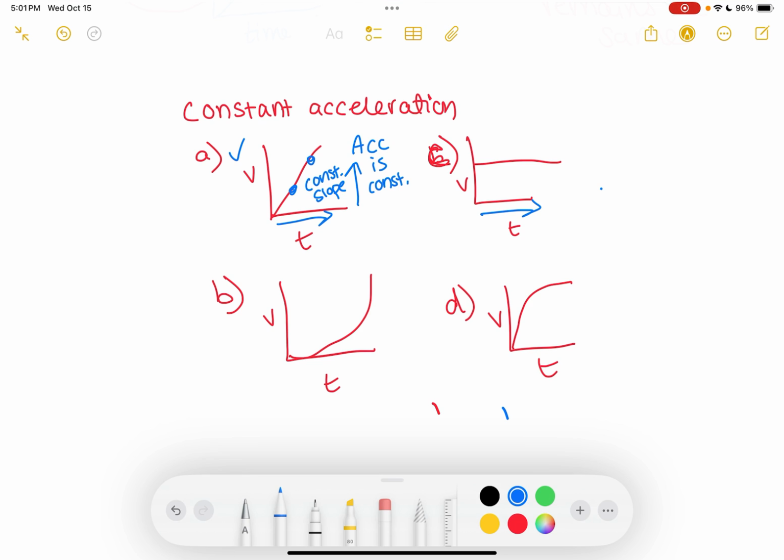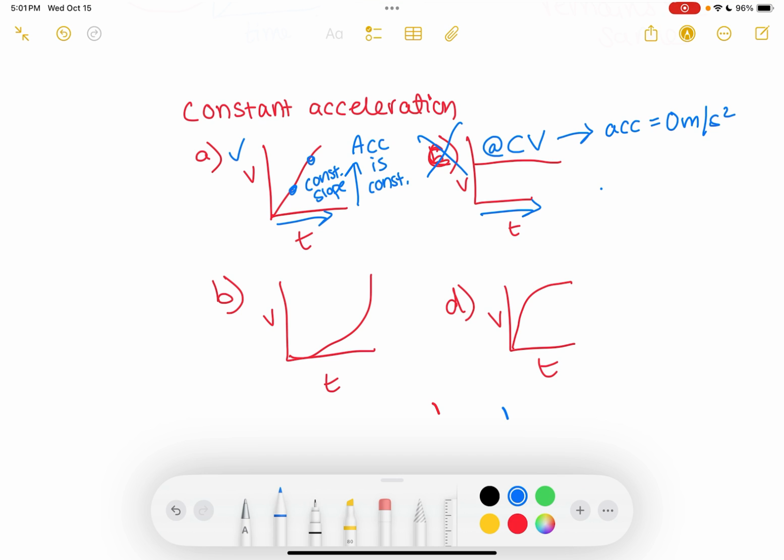So as time is increasing, our speed remains the same. So this means we're at a constant velocity. That's not constant acceleration. Okay. When you're moving at a constant velocity, that means your acceleration is equal to 0 meters per second squared, because you can't have overlapping conditions.